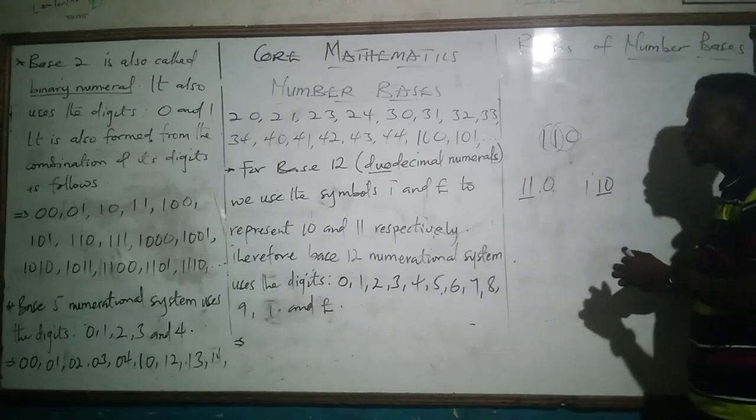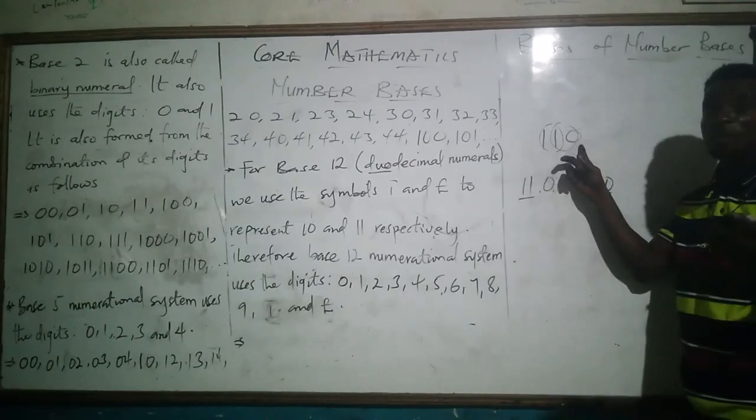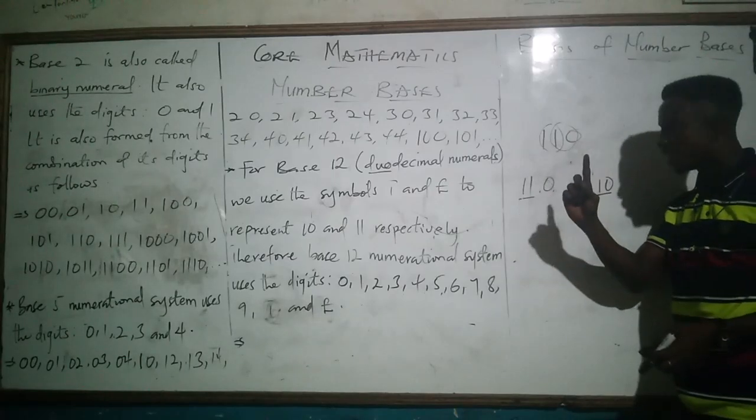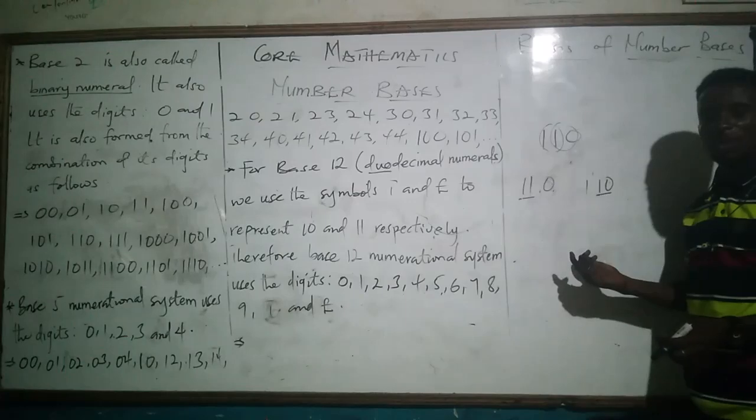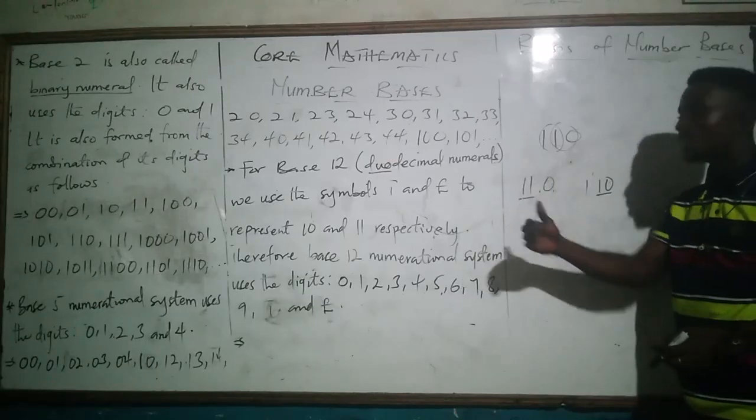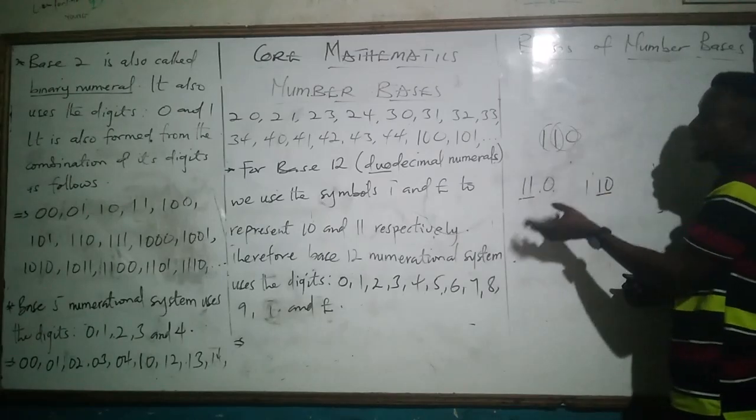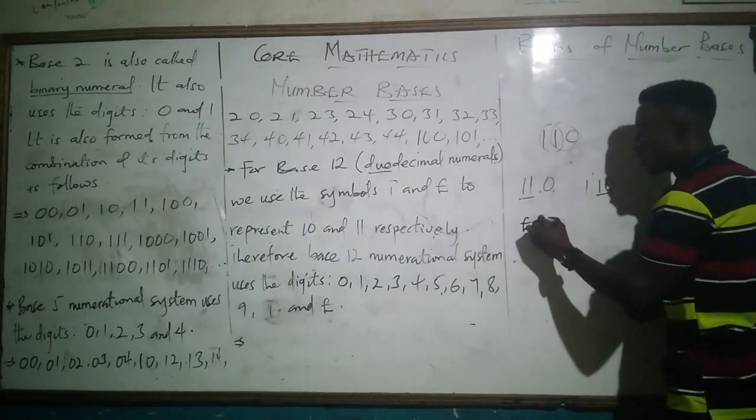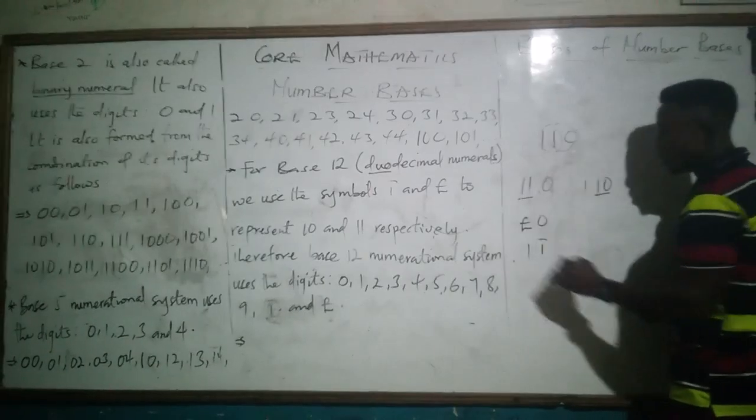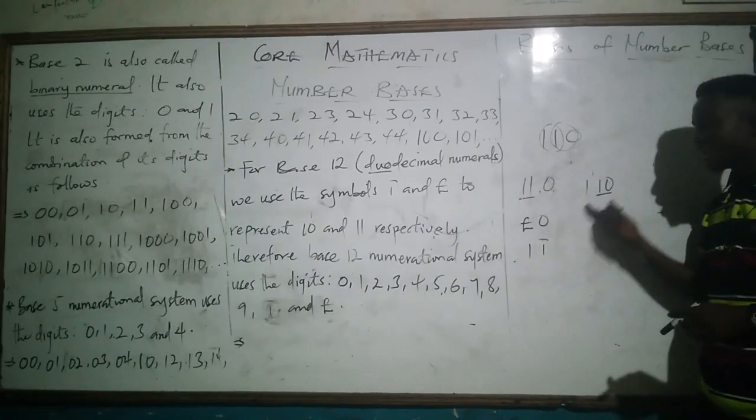In base 12, we don't just write it like base 10, where each symbol is one digit. Here, the 11 is a digit and the 10 is also a digit. Please, are we getting that? So for you not to be confused, they use the T's and the E's to represent 10 and 11 in base 12. So it can either be E0, meaning 11 and 0, or 1T, meaning 1 and 10.